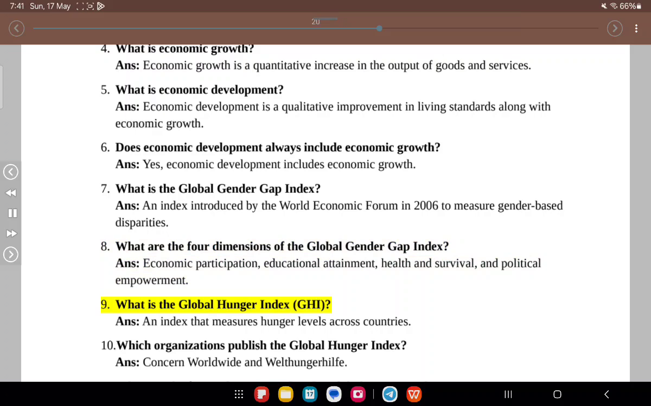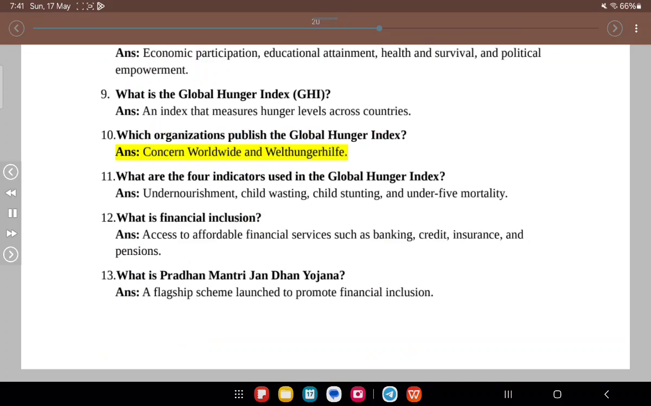9. What is the Global Hunger Index? Ans. An index that measures hunger levels across countries. 10. Which organizations publish the Global Hunger Index? Ans. Concern Worldwide and Welthungerhilfe. 11. What are the 4 indicators used in the Global Hunger Index? Ans. Undernourishment, child wasting, child stunting, and under 5 mortality.